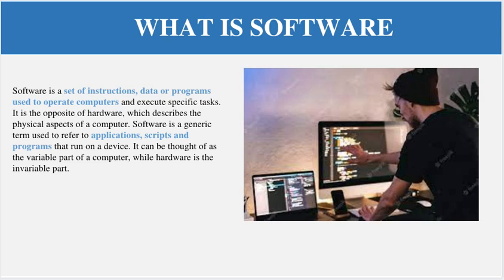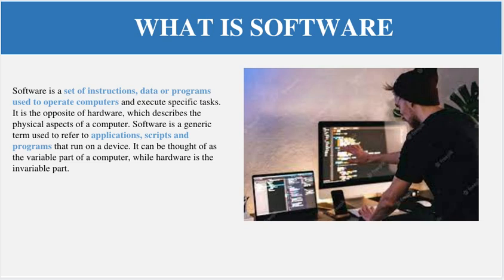So friend, what is basically a software? Basically friend, software is a set of instructions, data or programs used to operate a computer. Whenever we talk about a computer, it is a combination of two things, software and hardware. Hardware is basically related to the physical aspects of a computer. For example, printer is a hardware, the mouse is a hardware, keyboard is a hardware, speaker is a hardware.